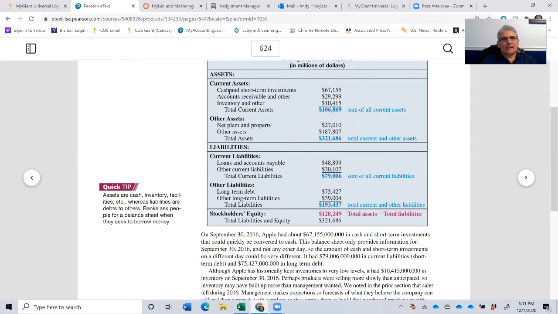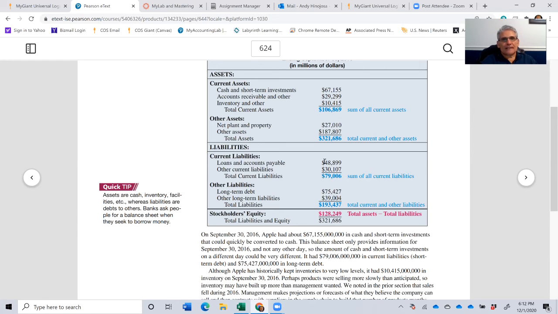So current assets include cash and short-term equivalents. You'll plug in that dollar amount. Accounts receivable and other, you'll plug in that dollar amount. Inventory and other, you'll plug in that dollar amount. And then you can sum this all up so that you have total current assets. You then have other assets, which include net plant property. You'll plug in that dollar. These will likely be given to you. Other assets listed there, you'll sum that up. And then when you come up with total assets, you're going to add total current assets plus other assets, so that this 321,686 really means this plus that.